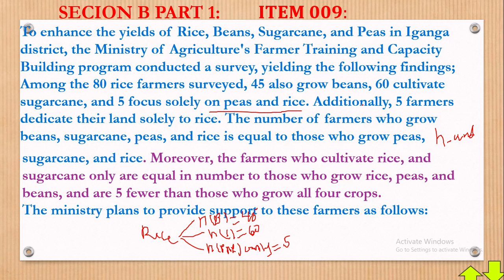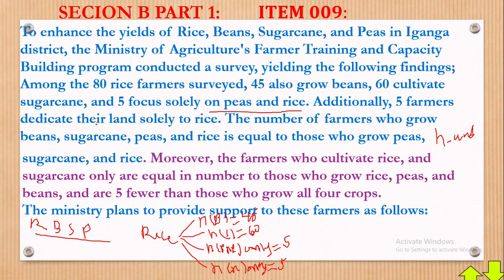Additionally, 5 farmers dedicate their land solely to rice. That means that still part of this, number in rice only, is equal to 5. I've told you that since we have 4 crops, we have the rice, the beans, the sugarcane, and the peas. If they mention two or three, you must add there the word only, because we haven't completed all 4 as far as the rating is concerned.